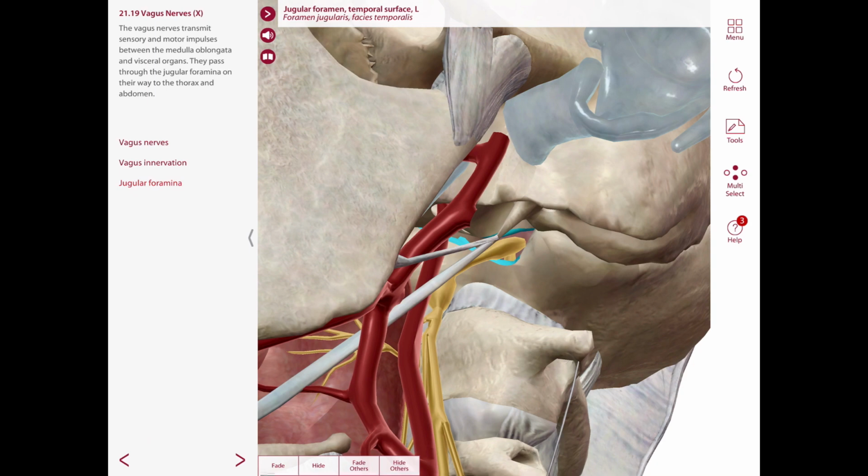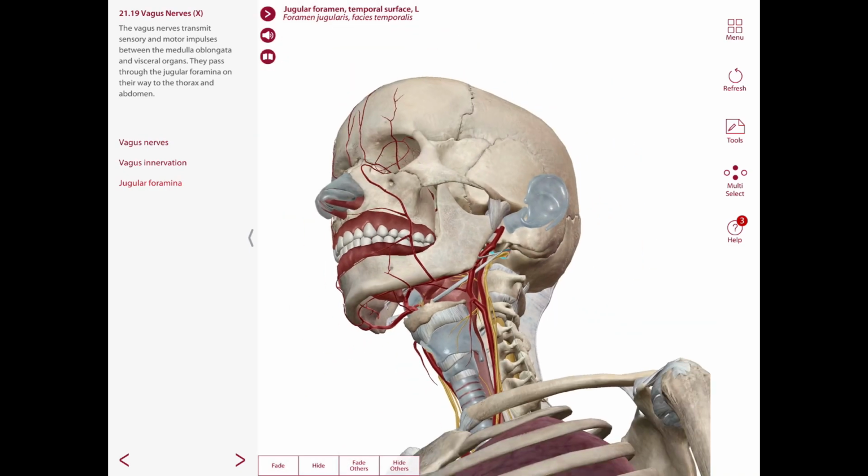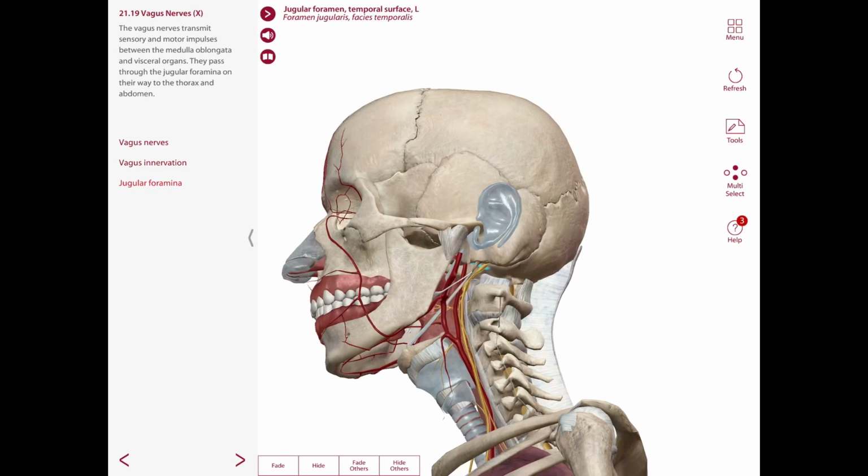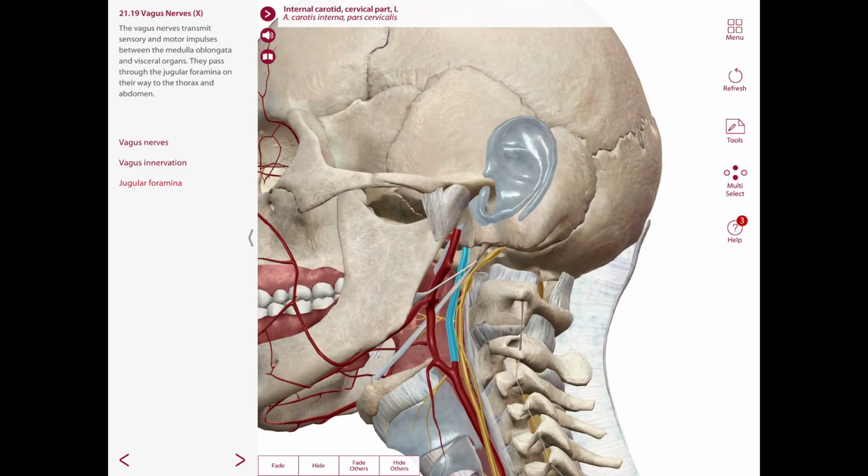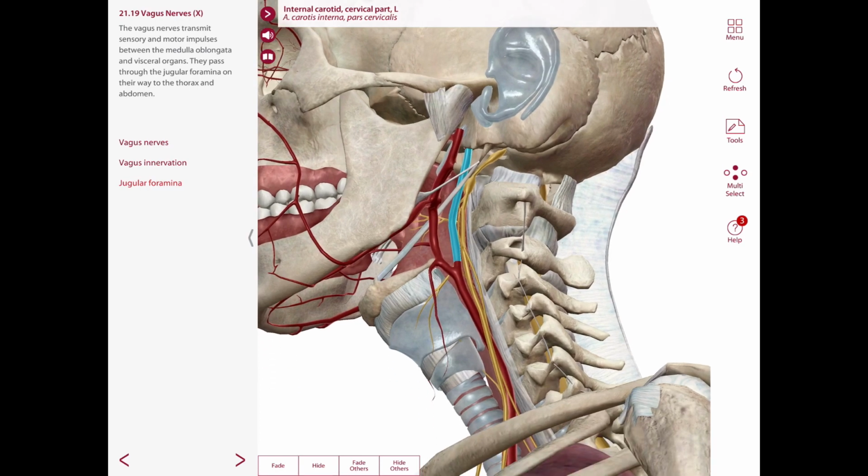It's going to descend in the neck within the carotid sheath, first between the internal jugular vein and the internal carotid artery. This right here is the internal carotid artery. Later, more inferiorly, it lies between the internal jugular vein and the common carotid artery, which is this structure right here.